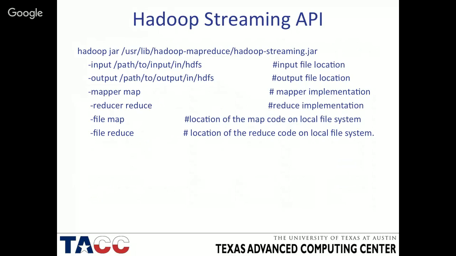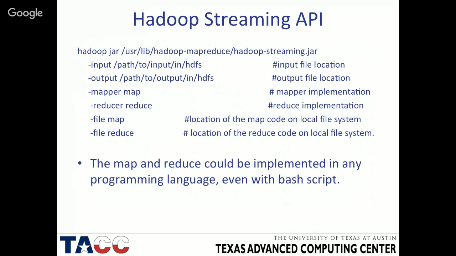And the reducer again could be any implementation you want. Then -file for the mapper and -file for the reducer specify the actual script files you want to use for your map process and your reduce process. So this is just the basic syntax of map and reduce in Hadoop Streaming.